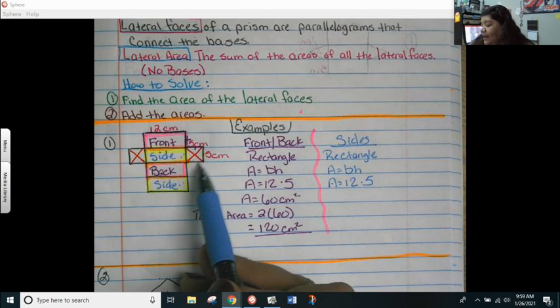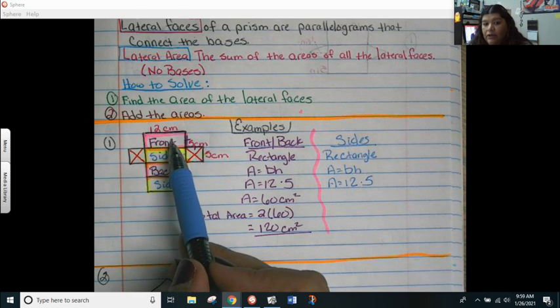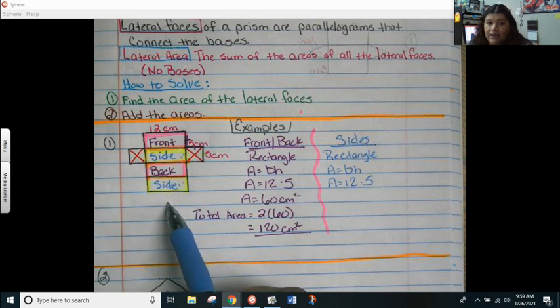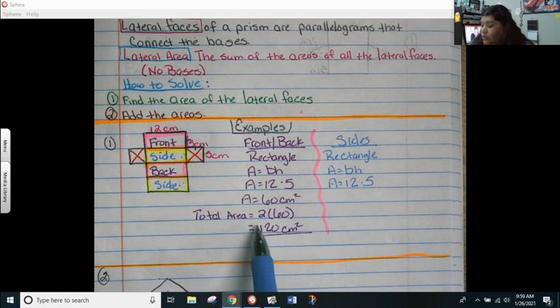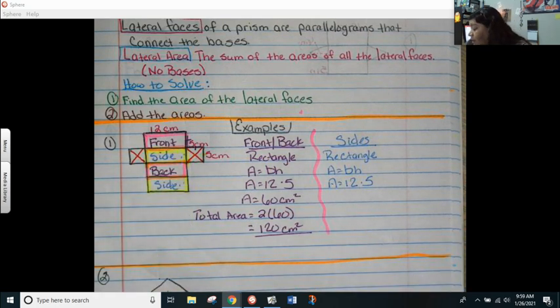Now, had I really seen and really thought about this and known that this was a square, then that would have told me that all of these are the exact same size. So I could have just done 12 by 5, and then instead of multiplying by 2, you can multiply it by 4. You get the same answer, okay?